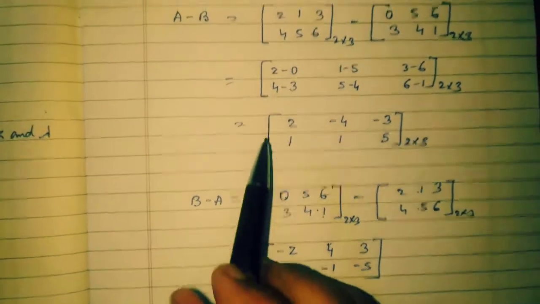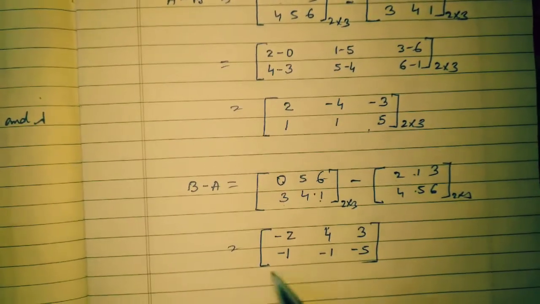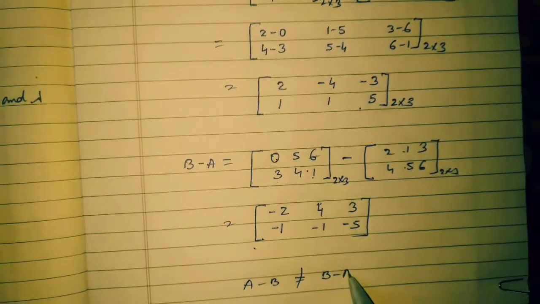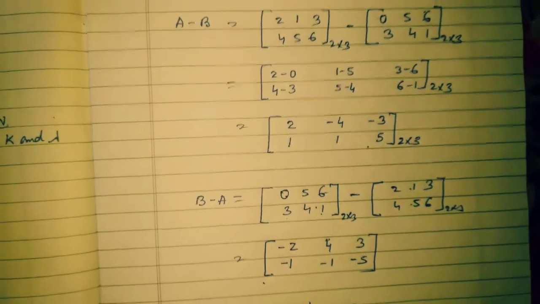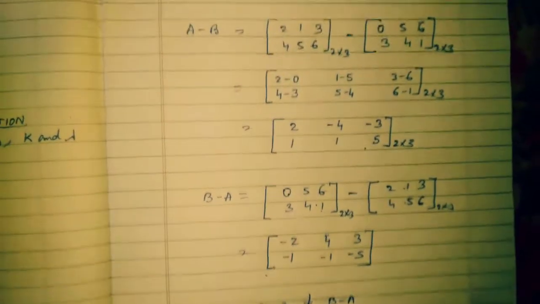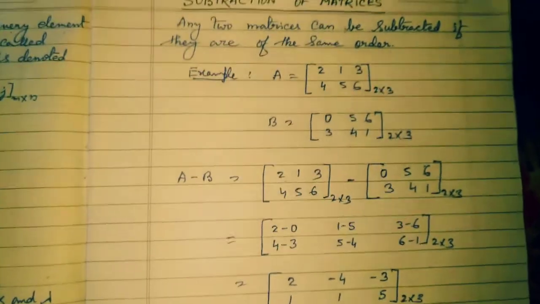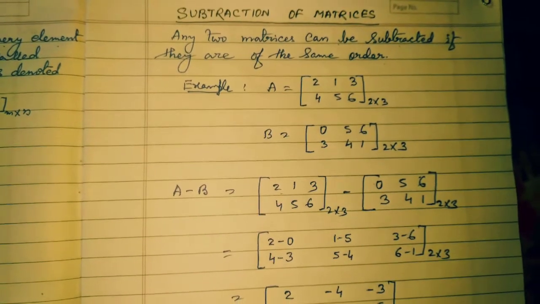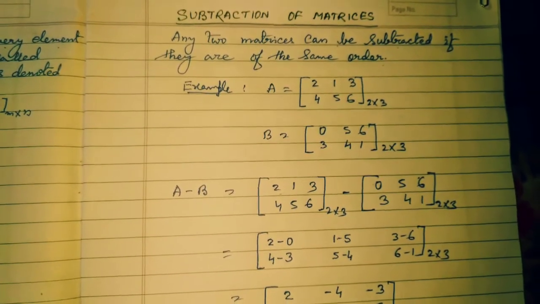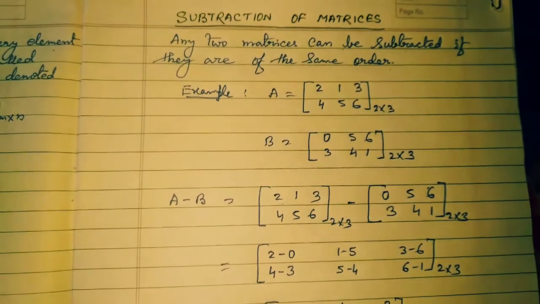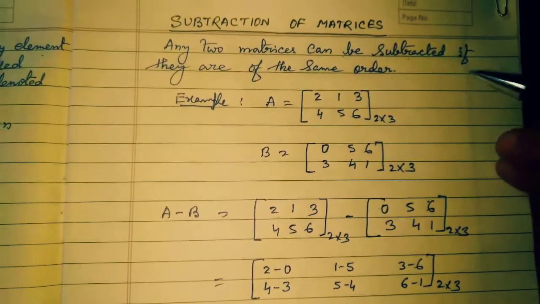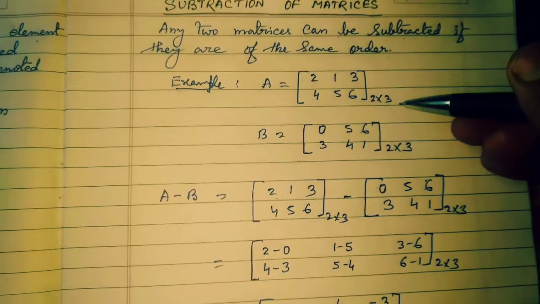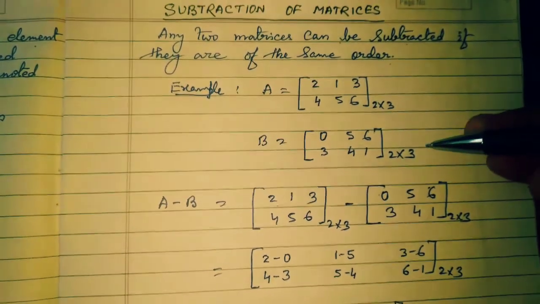Now students will see that the value of A minus B and the value of B minus A are not equal. So A minus B is not equal to B minus A. That means subtraction is not commutative. Clear? This law holds only for addition. In subtraction, the commutative law and associative law do not hold. So this way we subtract, and subtraction is possible only when the orders of matrices A and B are the same, otherwise it is not possible to subtract.